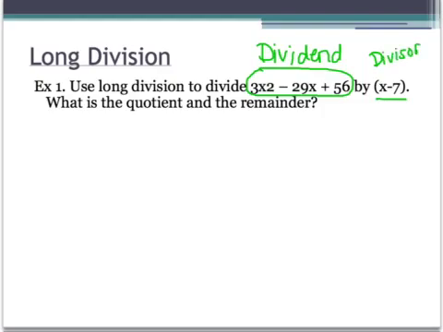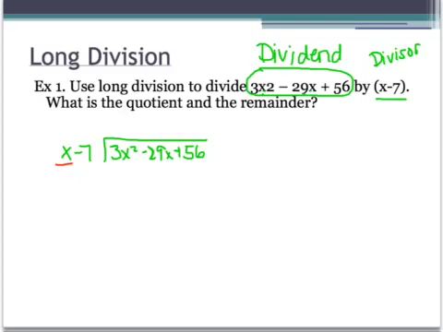So I write x minus 7 on the outside, and then I'm going to write my dividend underneath, but you want to make sure that the dividend is in standard form and you have no missing terms. This is an x squared, an x, and then my constant. Now we do the same process that we did when we just had numbers without variables.